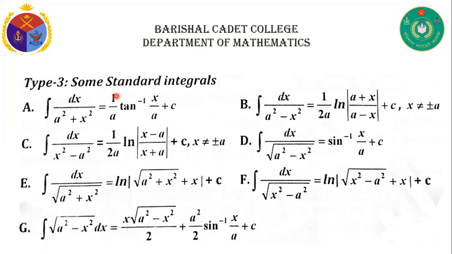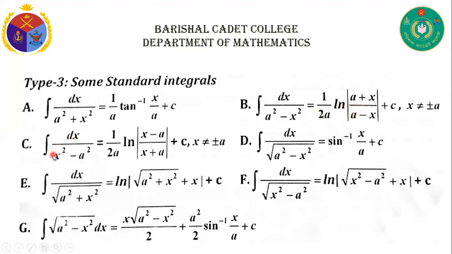Okay, and for b, dx by a square minus x square, there is no actual formula, so here we have to find this formula. A square minus x square is a plus x into a minus x, and after partial fractions we get two fractions, and then integrating this we get 1 by 2a ln of a plus x by a minus x. Okay. So here the first is constant a square, like 5 square minus x square. Dx by a square minus x square equals 1 by 2a ln of a plus x by a minus x.